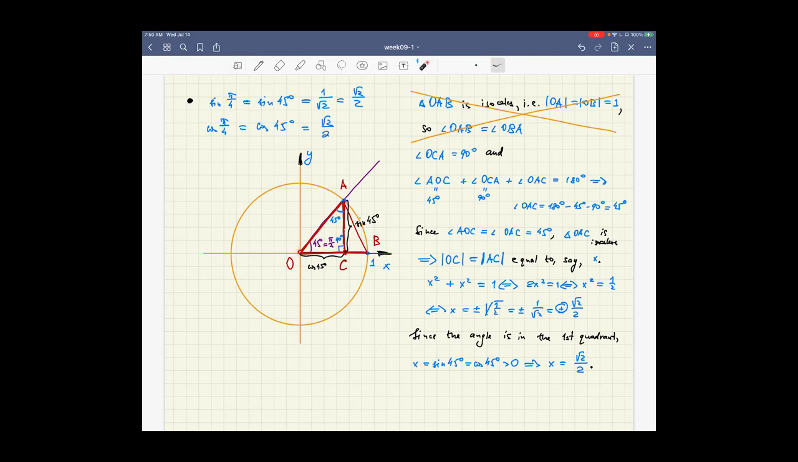Again, the idea is to drop a perpendicular from point A onto the x-axis, then argue that this triangle is isosceles because this angle is given to be 45, this angle is 90 degrees, therefore this angle is also 45 degrees. In this isosceles triangle, these two sides are equal, but one of these sides is cosine 45 degrees, the other side is sine 45 degrees, and then we use the Pythagorean theorem, or the basic trigonometric identity.